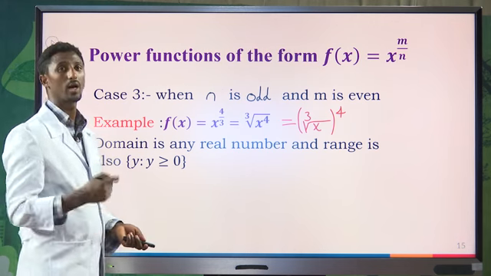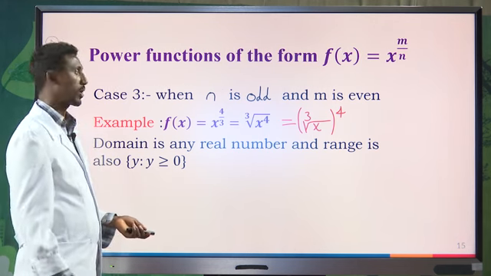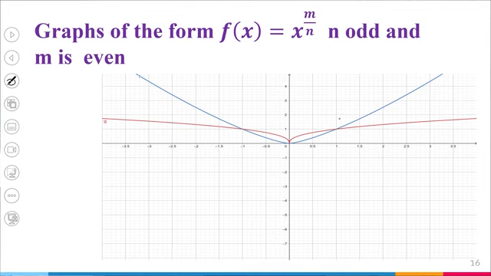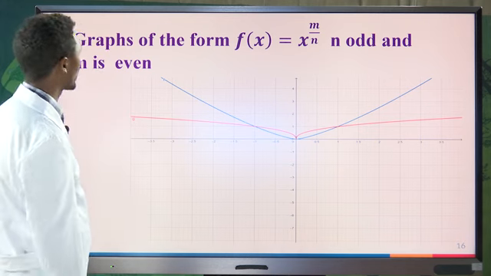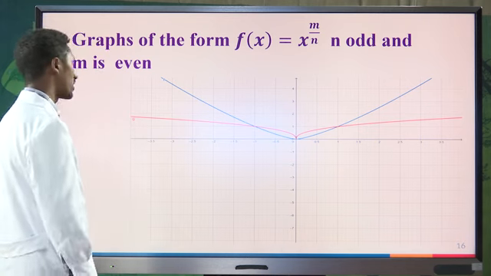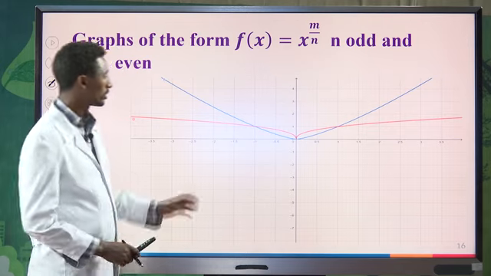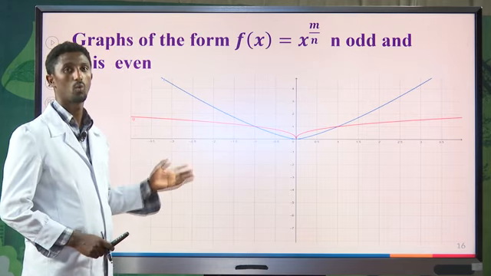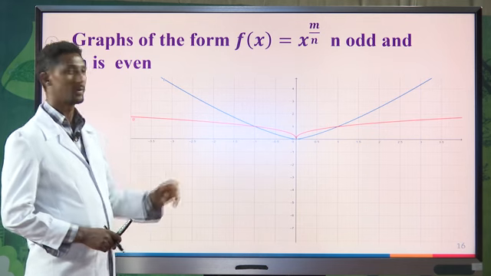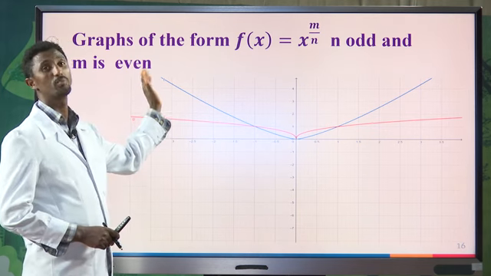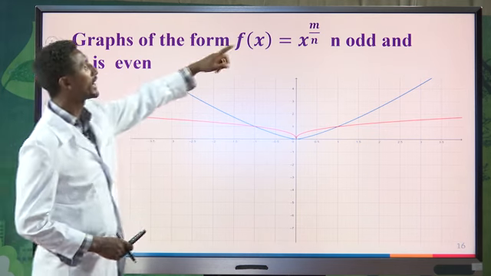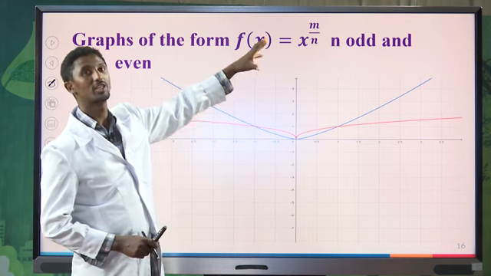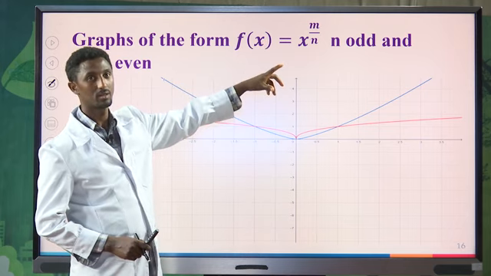And we can look at what the graph of such power functions looks like. Look at this. Graphs of f(x) = x^(m/n), where n is odd and m is even. Now, there are two graphs, the red and the blue one. What makes them different? The first one bends more upward when m has larger magnitude than n.